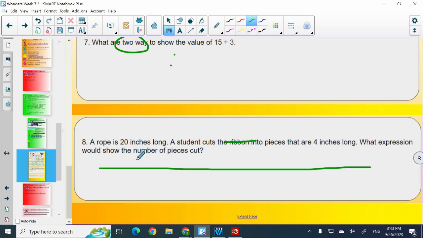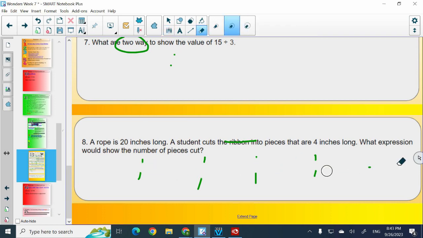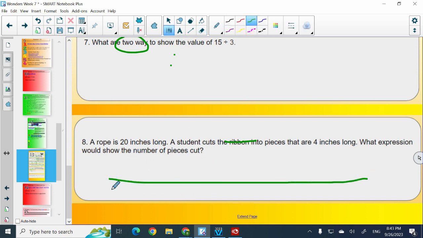So let's just 1, 2, 3, 4. I actually don't like that idea. Let's try this one. Let's put all 20 inches on there because that's what it says. So let's get a number line here of 20. Okay. 1, 2, 3, 4, 5, 6, 7, 8, 9, 10, 11, 12, 13, 14, 15, 16, 17, 18, 19, 20. And then every 4 we're going to cut.